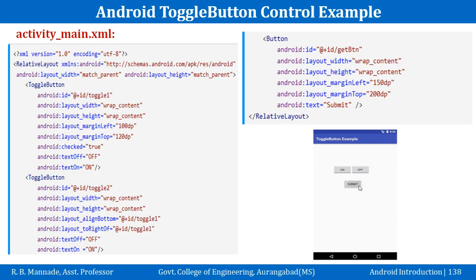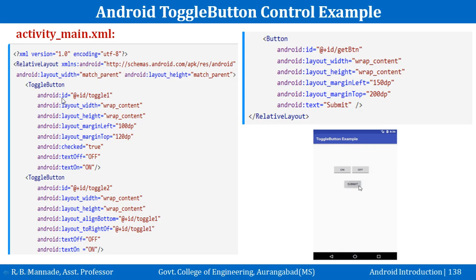Now we'll see an Android toggle button example. This is a code snippet of the activity_main.xml file of this example. Here there is a relative layout which starts at this point and ends at this point, and this relative layout has three controls. Out of the three controls, two are toggle buttons and one is a simple button. So its layout will be like this one: this is toggle button 1 and this is toggle button 2.